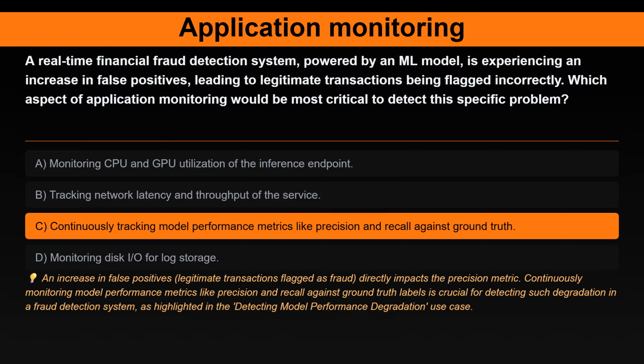The correct answer is continuously tracking model performance metrics like precision and recall against ground truth. Here's the explanation. An increase in false positives, legitimate transactions flagged as fraud, directly impacts the precision metric. Continuously monitoring model performance metrics like precision and recall against ground truth labels is crucial for detecting such degradation in a fraud detection system, as highlighted in the detecting model performance degradation use case.